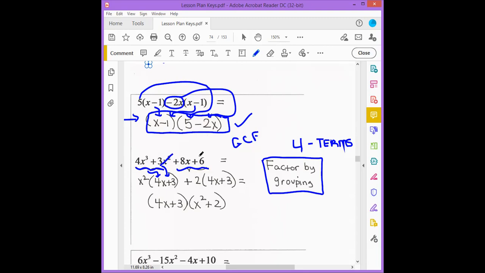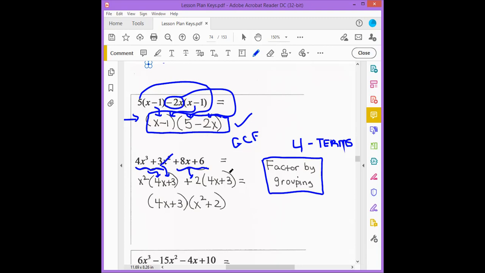Now we're going to find the GCF of the second group. So 8x plus 6, our factor that we can divide from both of these terms is 2. We factor 2 from 8x, we'll get 4x in parentheses. And when we factor 2 from 6, we'll get 3 in parentheses.